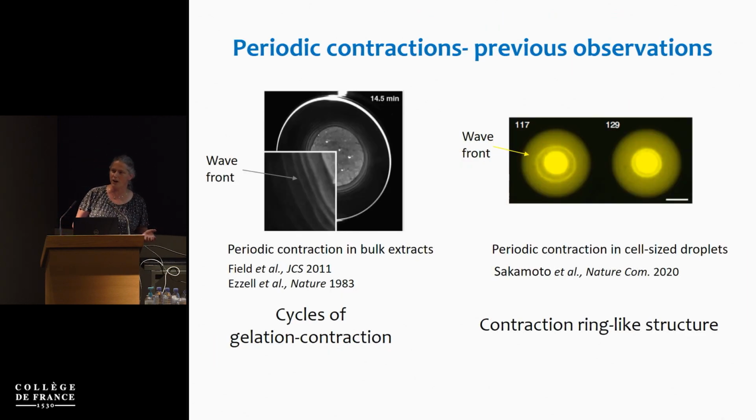And I should note that these periodic contractions have actually been observed. Ever since people started looking at extract systems, they noticed that there are these waves of periodic contraction, and these actually happen on a macroscopic scale. If you take a tube of extract, you see this global contraction wave on tube scales, and these were interpreted as cycles of gelation and contraction. More recently, in a system very similar to ours, this group showed that you get these contraction ring-like structures, which they interpreted as basically a contractile ring that assembles near the interface and contracts inward.